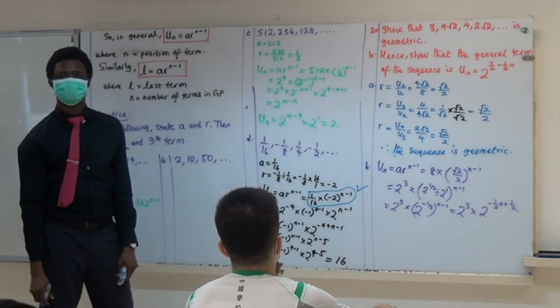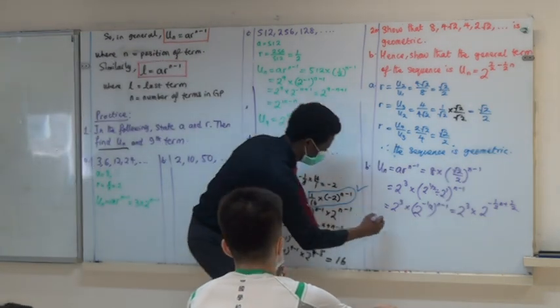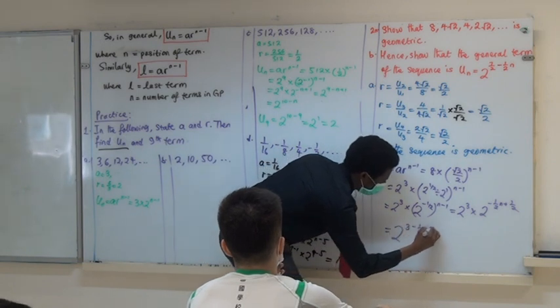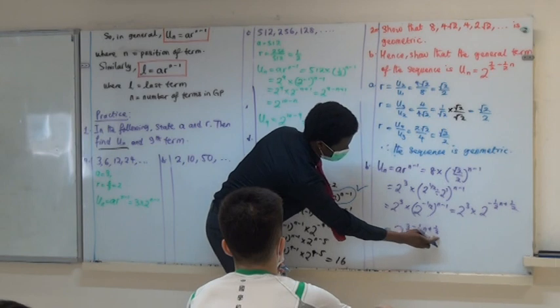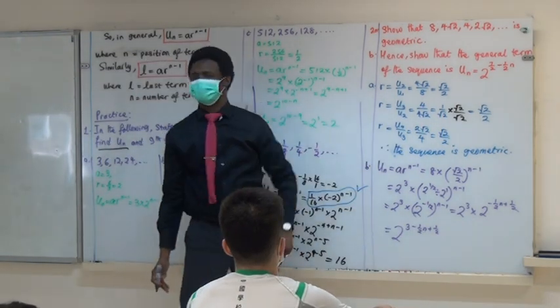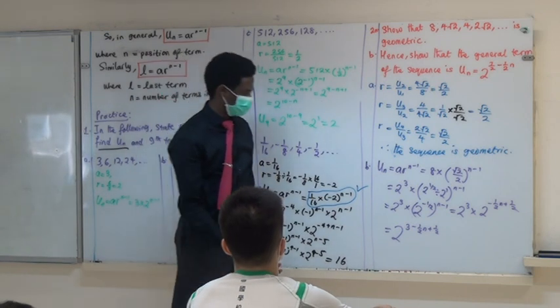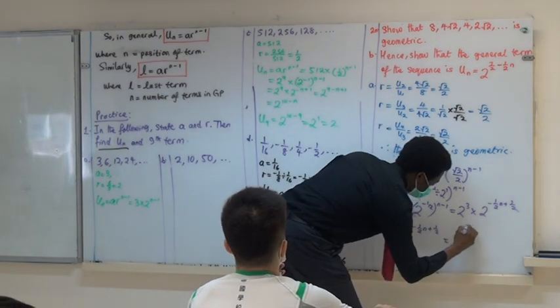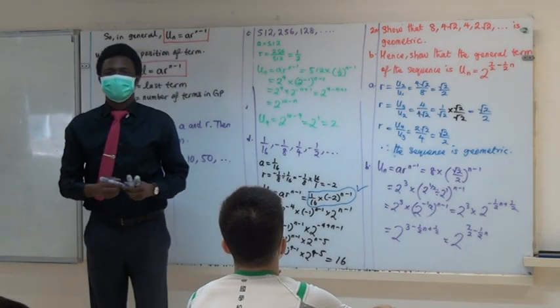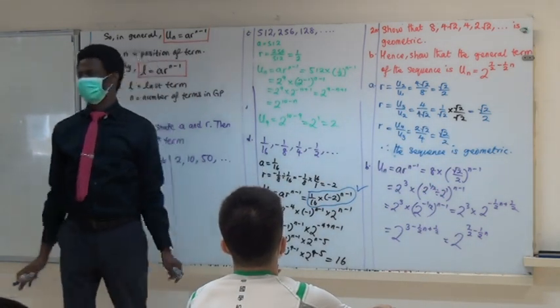Right? Then we can match them by indices: 2 to the power 3 minus 1 over 2 n plus 1 over 2. Now 3 plus half is 3 and a half, which is 7 over 2. Then minus 1 over 2 n is the second term. Okay? So we get 2 to the power 7 over 2 minus 1 over 2 n, as required. Some of you did it in different ways and you got the same thing, which is perfect.